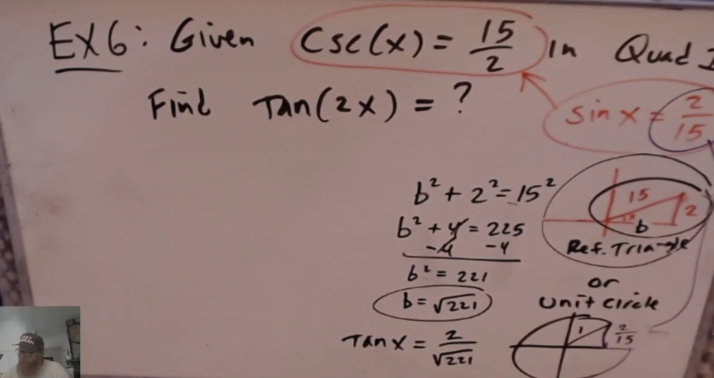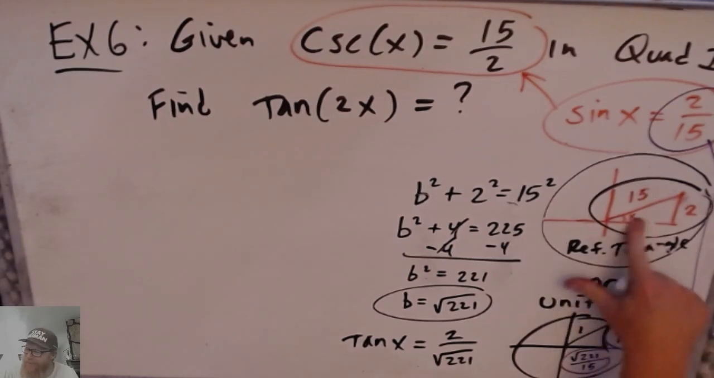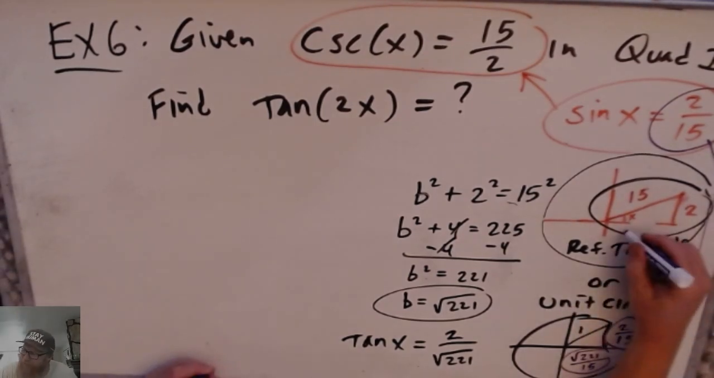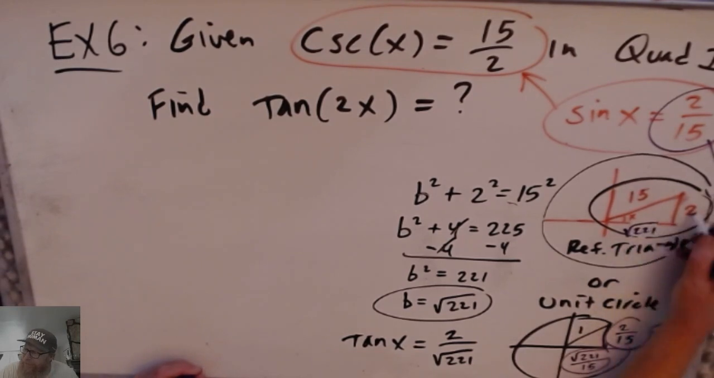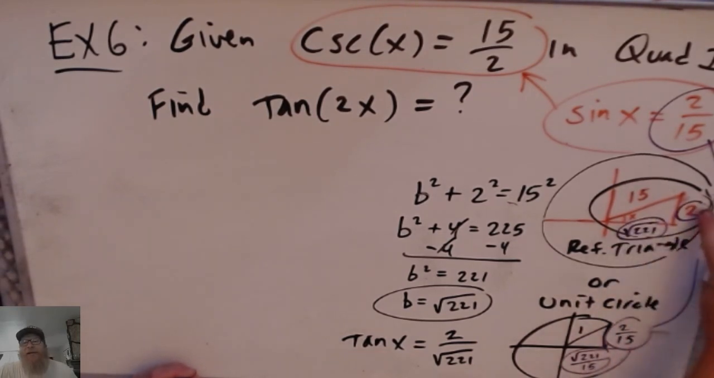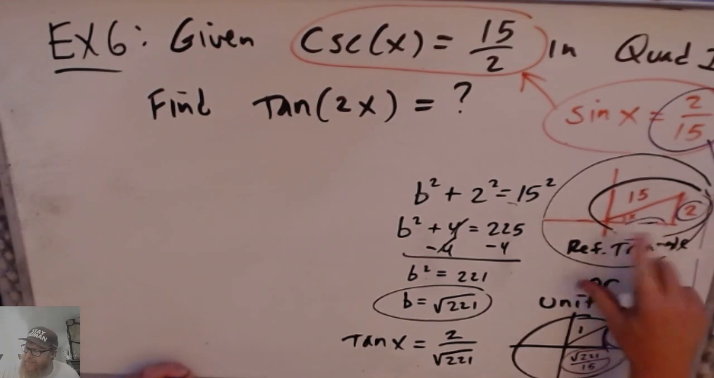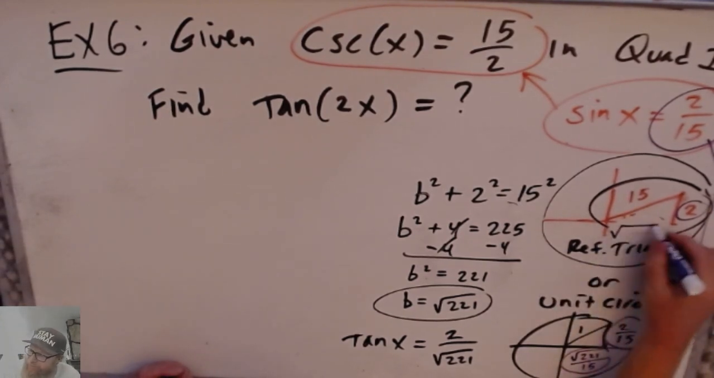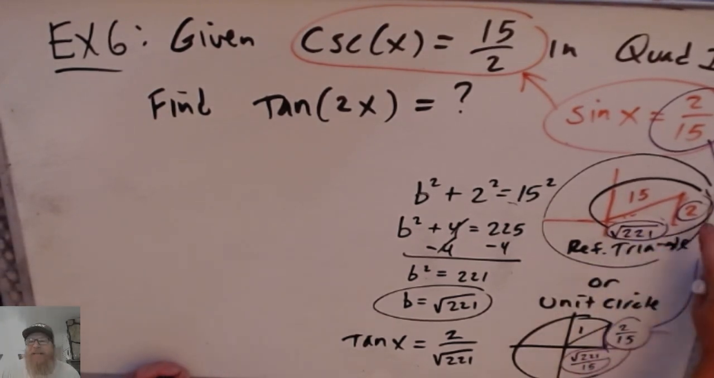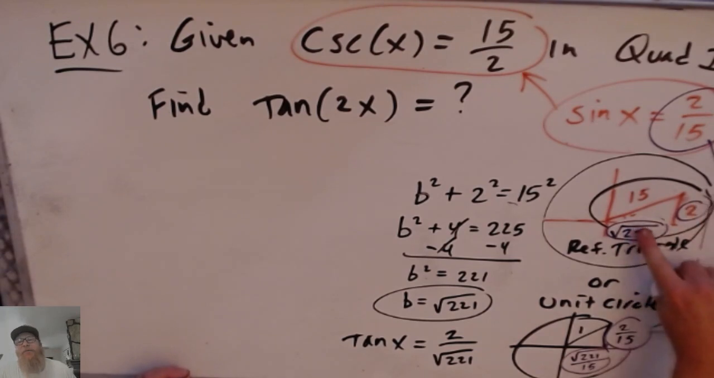Down here in the unit circle, it'll be much messier. It'd be the square root of 221 inside, all divided by 15. So to find the tangent using the unit circle, it's a little messier. To find the tangent using the reference triangle, you just use basic trigonometry. The tangent is 2 divided by the square root of 221, in other words, the opposite over the adjacent.